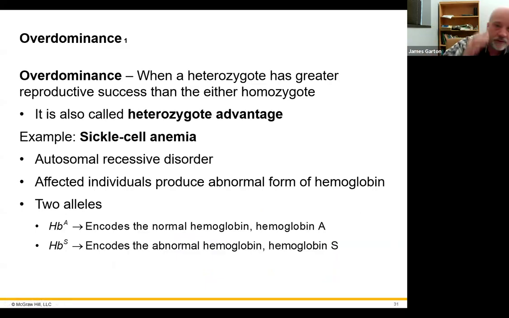Overdominance is when a heterozygote has greater reproductive success than either homozygote. Also can be referred to as heterozygote advantage. And a classic example: your red blood cells are loaded up with a protein called hemoglobin. And hemoglobin is what allows your red blood cells to carry oxygen around. And the normal allele is HbA. And the mutant allele is HbS.